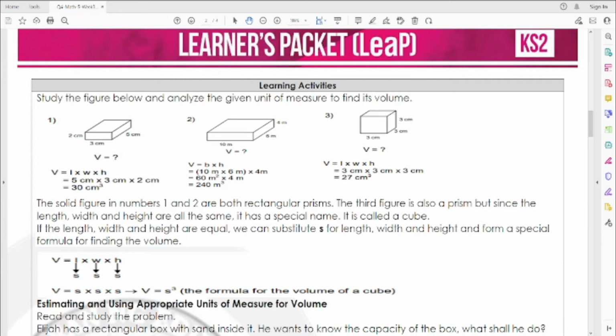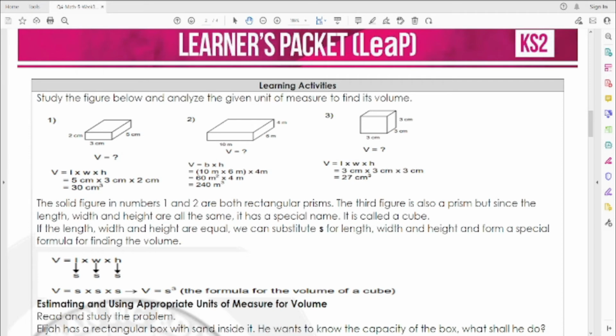For number 2, let us get the volume. We're looking for the volume. 10 times 6 is equal to 60, which is our area, times 4, which is our height. The answer is 240 cubic meter.